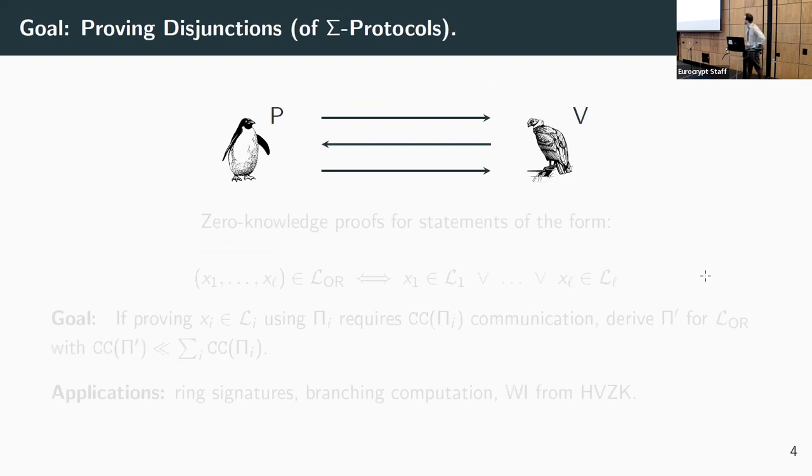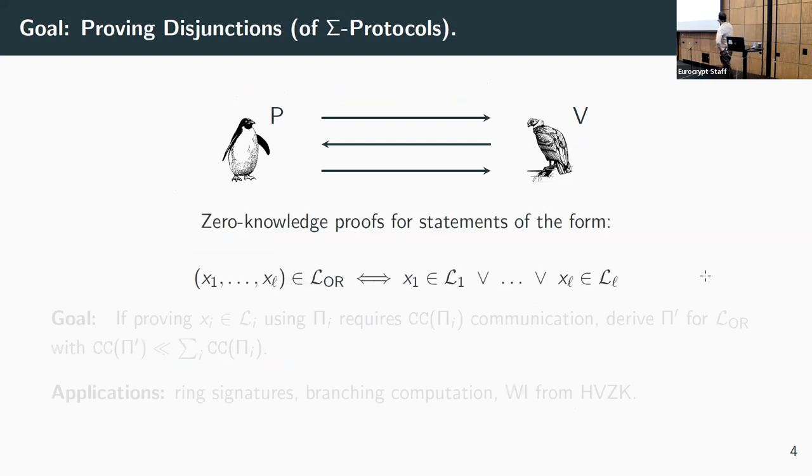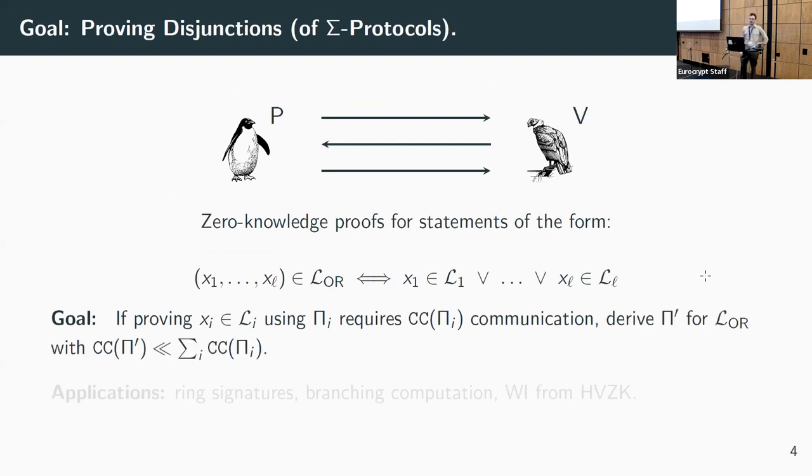So what's the goal of this talk? The goal of this talk is to have zero knowledge proofs for disjunctive statements, where you want to prove that the first statement is in the first language, or the second statement is in the second language, and so on until statement L is in language L. And what we would like is that if proving a statement is in some language using a protocol Pi requires some communication complexity CC of Pi, then we would like to derive a protocol for the disjunctive relation where the communication of the disjunctive protocol is significantly less than the concatenation of the transcripts.